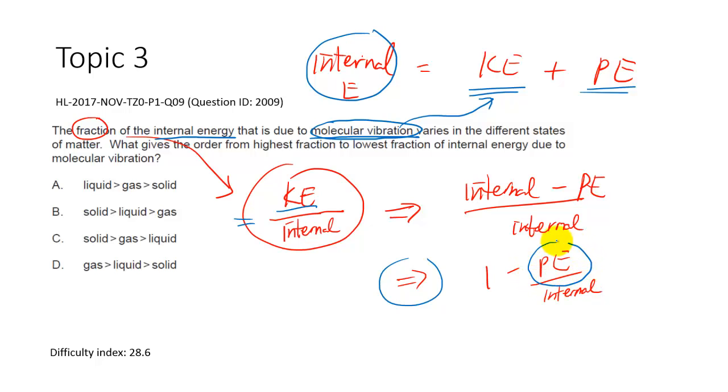So by looking at this, probably it is easier for you to think, because different states apparently will have different potential energy. As in for solid, they will have the lowest PE, and therefore if you want to put in order of highest fraction, then you want to make this the smallest. That means the smallest PE should go first, and therefore solid should be the first one, and therefore it goes with the order of solid, liquid, and gas.